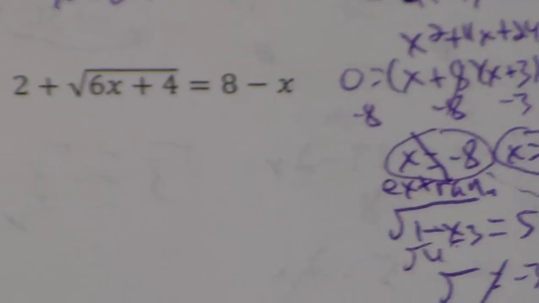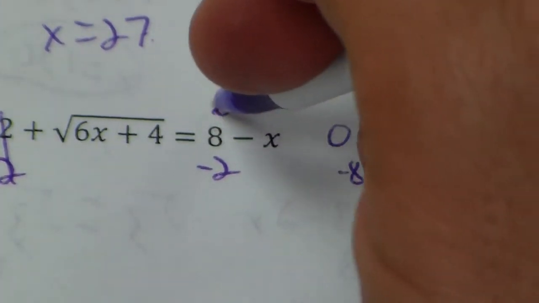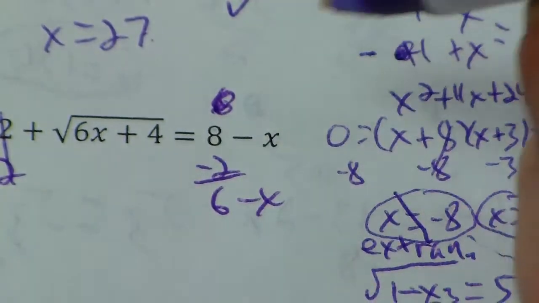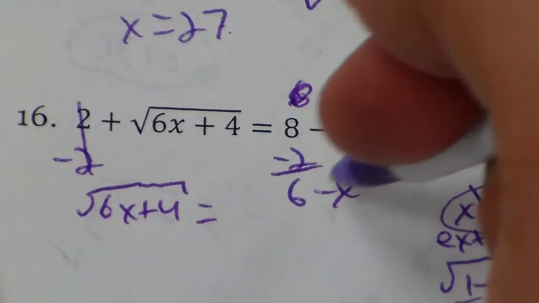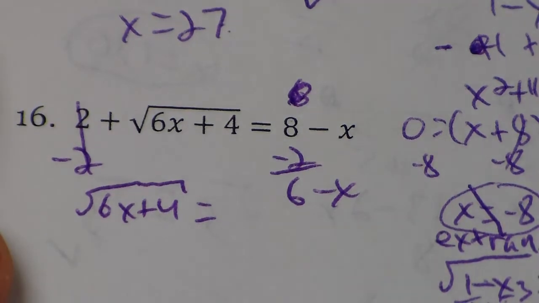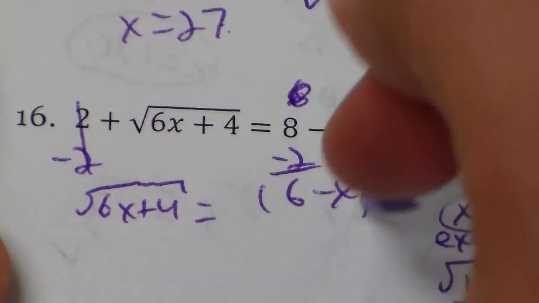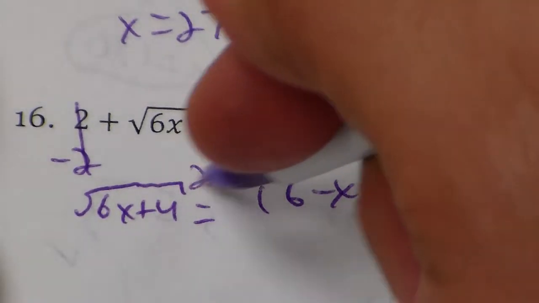Okay, number 16 might be a little bit more work. So we're going to minus 2 from both sides to get all the stuff that's not radical to the other side. So 8 minus 2 is 6, minus x, and we're going to switch those around. And so we're going to have the square root of 6x plus 4, and there it is. So 6x plus 4 is going to be equal to 6 minus x. That's crazy, but we'll give it a try. What we have to do then is square that whole thing, so let's go ahead and square both sides.